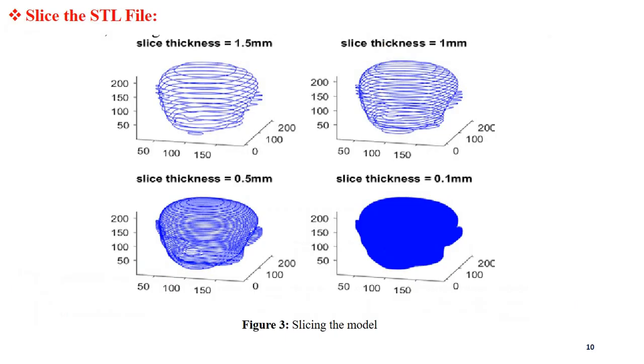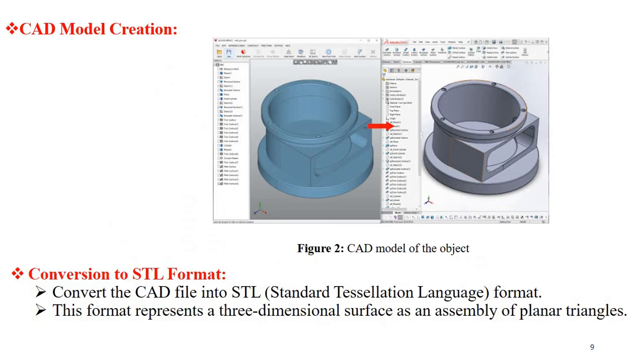CAD model creation. First we have to create the CAD model by using different software like AutoCAD or SolidWorks. By using that software, we create our solid model. Then we convert the solid model into an STL file. STL means standard tessellation language. By using the software, we convert our model into an STL file.